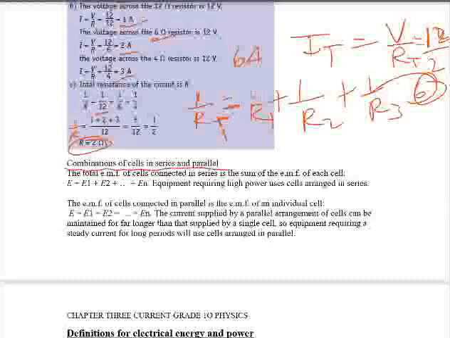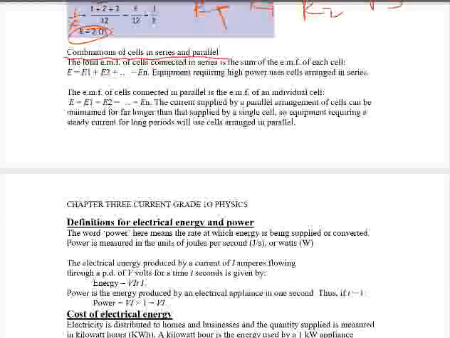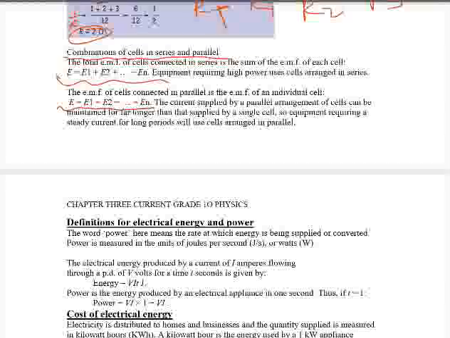The other thing is combination of cells. When you combine cells, you can combine them just like resistors, in series as well as in parallel. When you combine in series, you can take the algebraic sum of each cell's potential. But if they are connected in parallel, the total voltage is equivalent to each voltage. For example, if you are using 1.5 volt cells, and if you connect four of them in series, it's 1.5 times what? 4. It becomes 6 volt.